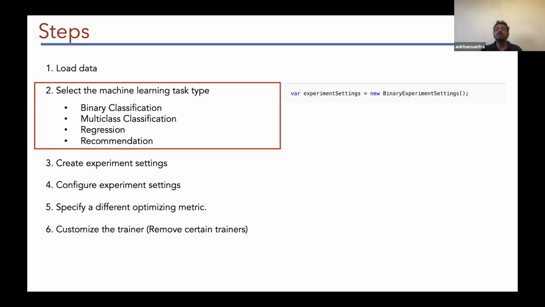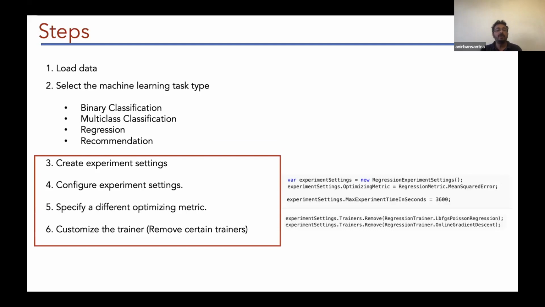So we will create a settings called binary experiment settings. Next, pretty important: create experiment settings, configure experiment settings, specify different optimizing metrics, and customize the trainer. What we are going to do here, pretty important, is that whenever the AutoML, the auto machine learning tool, tries to do the experiment, it will do so based on the mean square error metric.